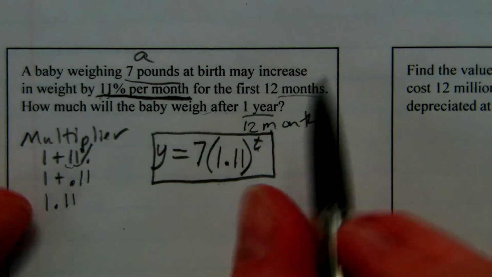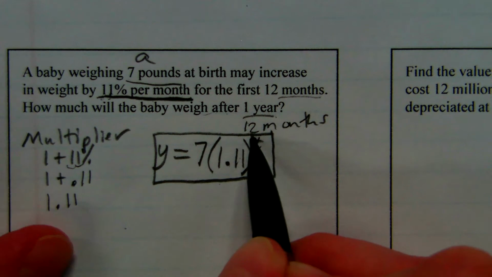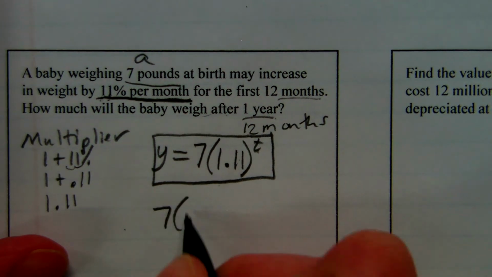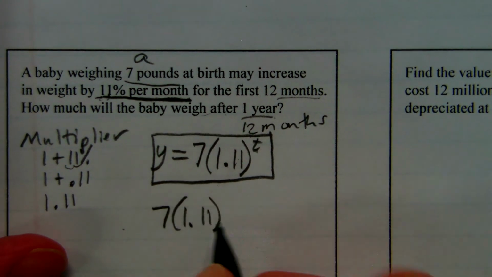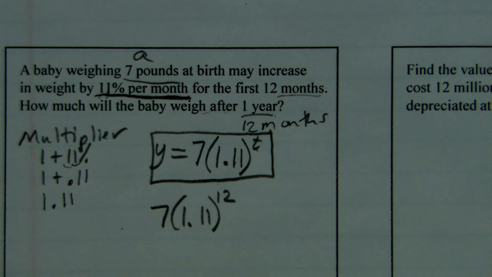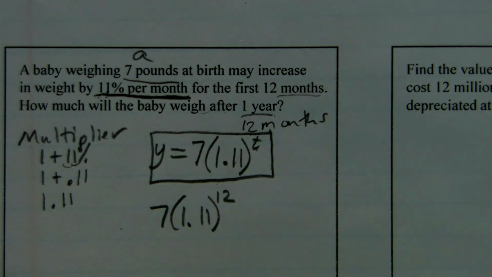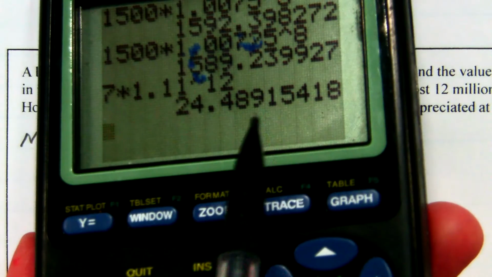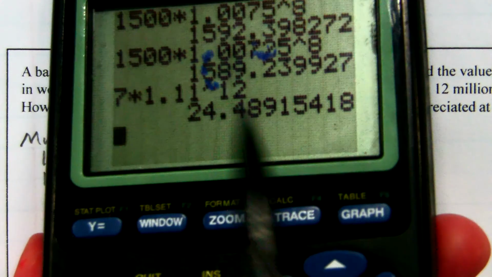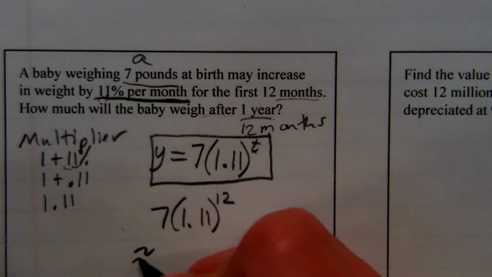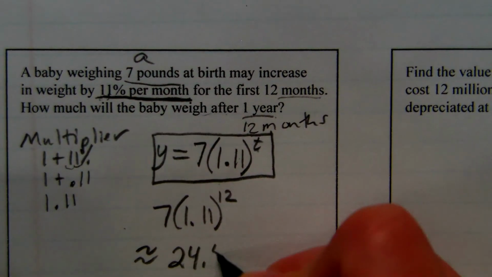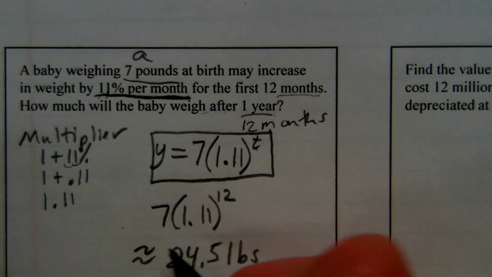Okay? So if I want to know how much it is after 1 year, that's 12 months, which we talked about. We converted it to months. And so we're going to put in 12 up here. So it'll be 7 times 1.11 to the 12th. And we get 24, so I'll just show you my calculator. We got 24.48. Since this is pounds, I just round off to 0.5. So it's going to be about 24.5 pounds when they're a year old.